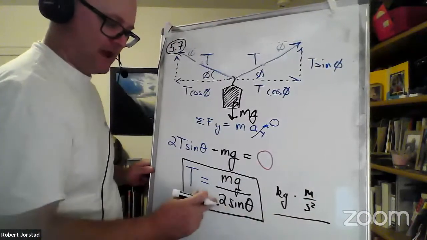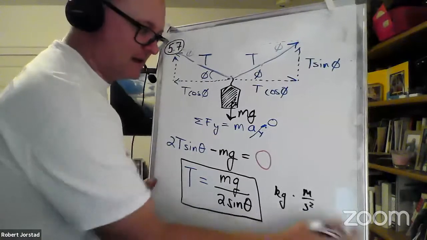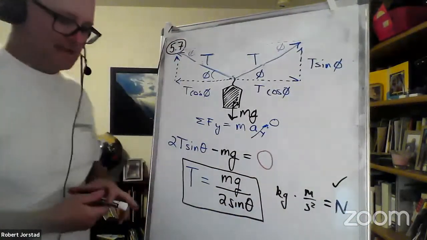And then I'm going to divide this by, what are the units of 2? None. What are the units of a function? None. So it's kilogram meter per second squared. That's a Newton. That's a force. Looking good. What about the angle?